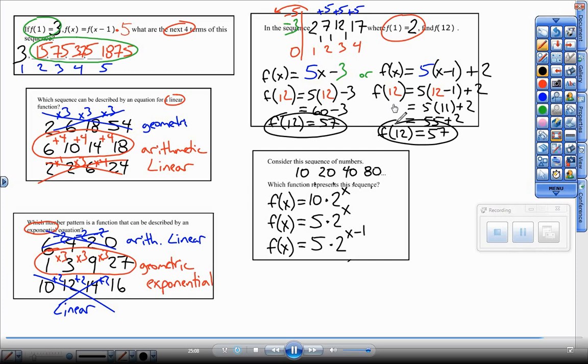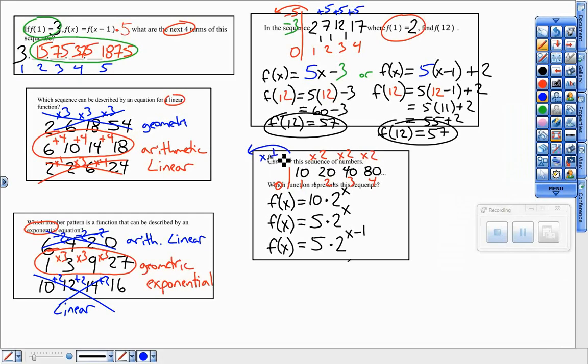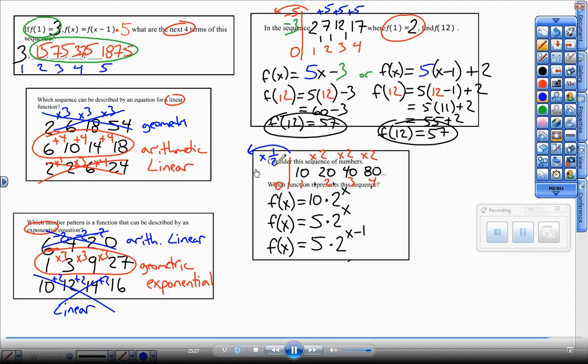One more. Alright, this one, again, no terms listed. First term, second term, third term, fourth term. I want you to go back to the 0 term. So for this one, timesing by 2 makes it geometric. Dividing by 2 or timesing by 1/2 going to the left, which would make that 5.